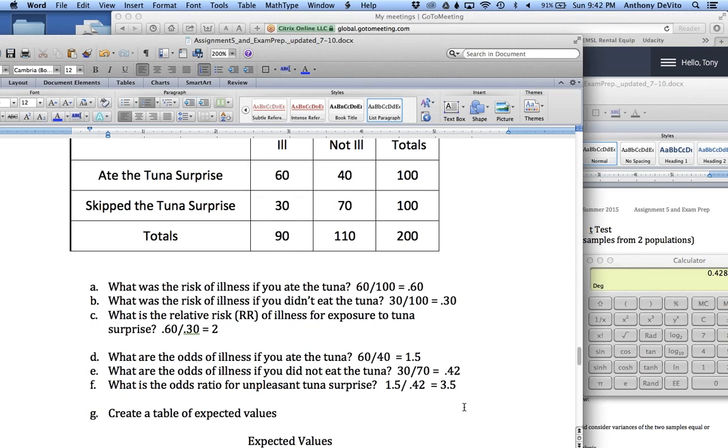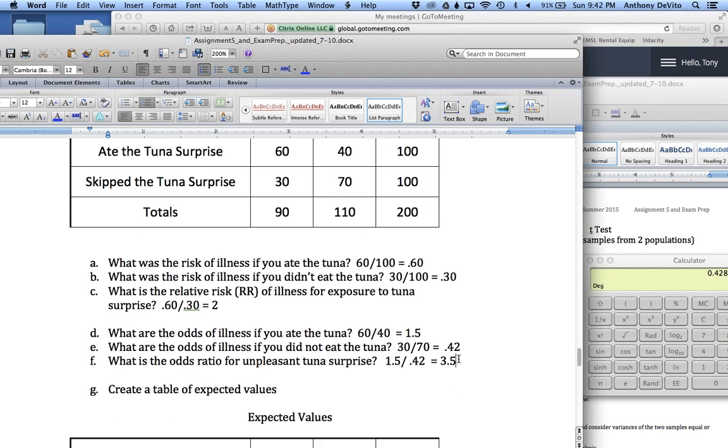Okay, so now the thing is, just like with the risk, we need to know whether that 3.5 is due to chance or due to an actual difference in the odds of getting sick if you ate the tuna surprise. And the real way that we determine that is we have to calculate a confidence interval for the relative risk. And if the confidence interval is say 1.5 to 2.5, that would indicate we're 95% certain that the true relative risk for this population is between 1.5 and 2.5.